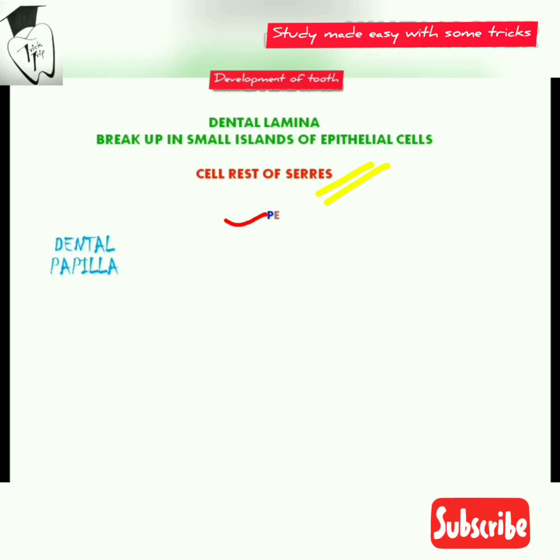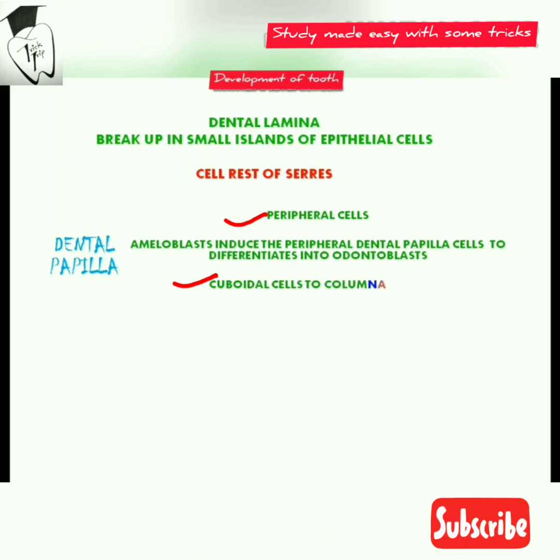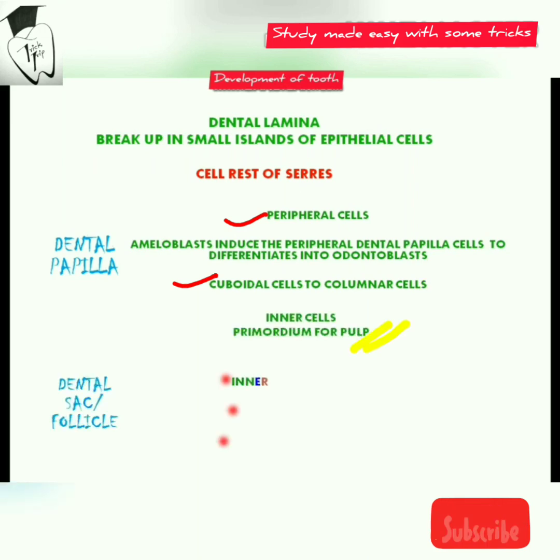Now we're coming to the dental papilla. The cells are divided into two types. The first one is the peripheral cells. The ameloblasts induce the peripheral dental papilla cells to differentiate into the odontoblasts. They are cuboidal to columnar type. And the second type of dental papilla cells are the inner cells, which serve as the primordium for the dental pulp. Now the dental sac or dental follicle is divided into three layers: the inner cellular layer, the middle loose connective tissue and the outer fibrous layer.